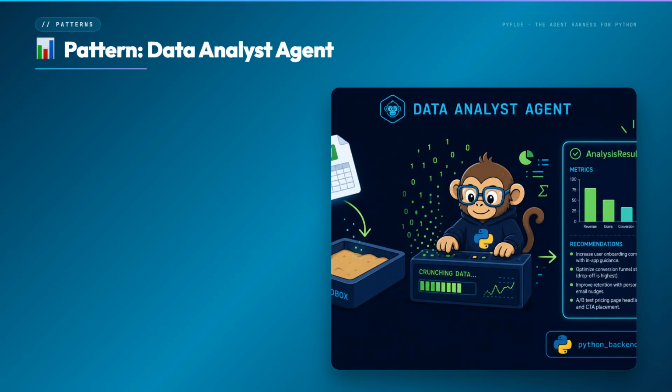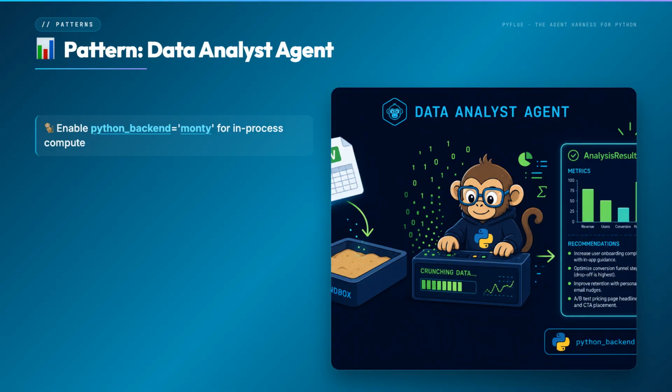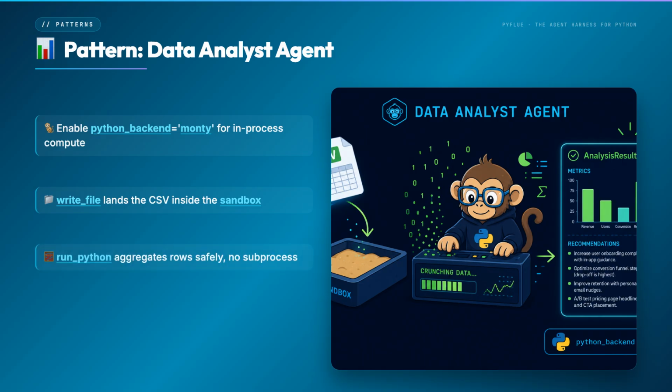Now for the data analyst agent. You enable python backend equals Monty when calling init, which switches on Monty for in-process compute. The agent uses write_file to land the CSV inside the sandbox, so it lives in a known location. Then run_python aggregates rows safely with no subprocess, no Docker, just sandboxed Python execution. The final shape is an AnalysisResult Pydantic model with a metrics dict and a recommendations list, ready to drop into a dashboard or a Slack message.